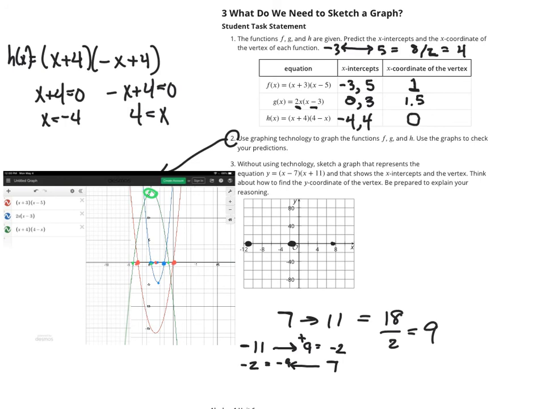Everything is positive. I have a positive leading coefficient, so I'm going to have a happy parabola. So my sketch is something like that. We just don't know where the vertex is, how far down or up it is, but we know the line of symmetry through the vertex, where that x-coordinate of the vertex is. All right, good job.